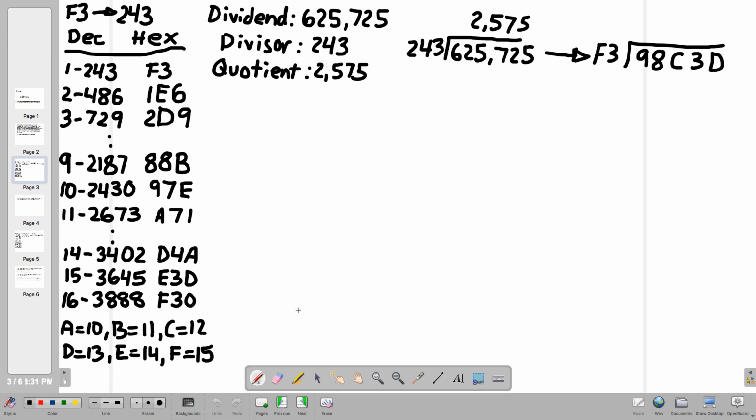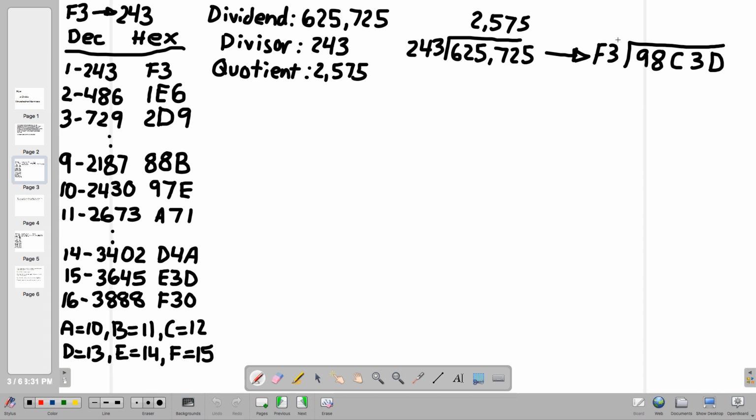2,575. Towards the right, you'll see I put it in a form just how you usually see it in grade school. We have the value 243 is going to divide into 620,105. And at the top we'll display the quotient. In this case, it would be 2,575. Towards the right, we have its hexadecimal representation.